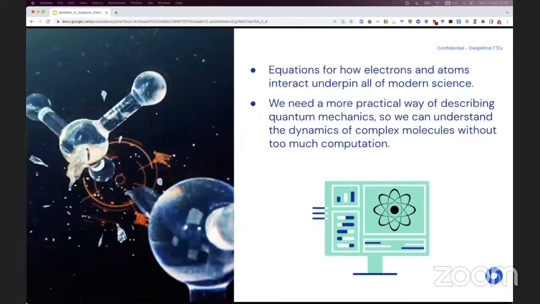So just to recap this first part, I hope I've convinced you that equations for how electrons and nuclei interact underpin all modern science. And we need more efficient tools to describe quantum mechanics so that we can understand the dynamics of very complex molecules like nitrogenase, without too much computation, so that we can explore chemical space fast.